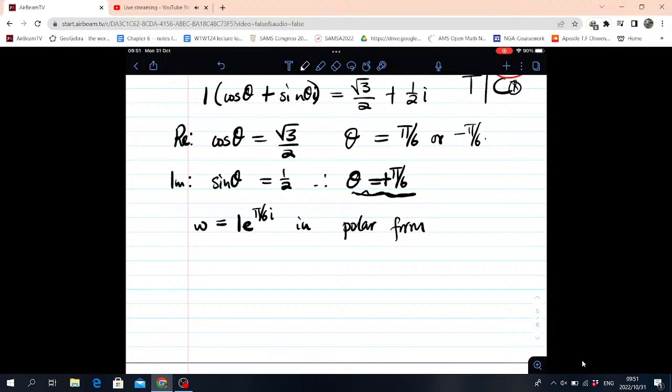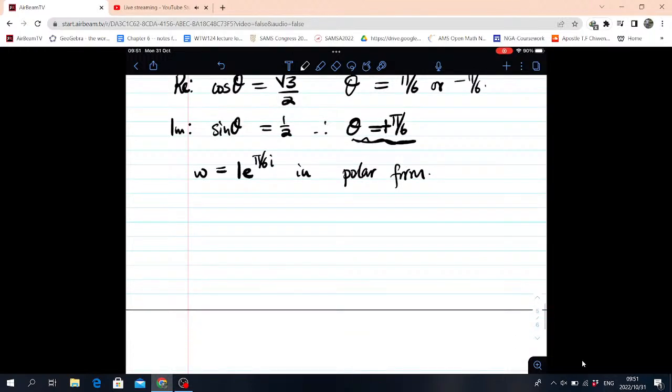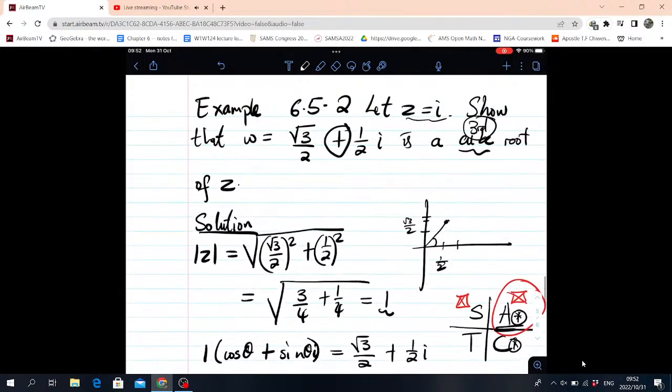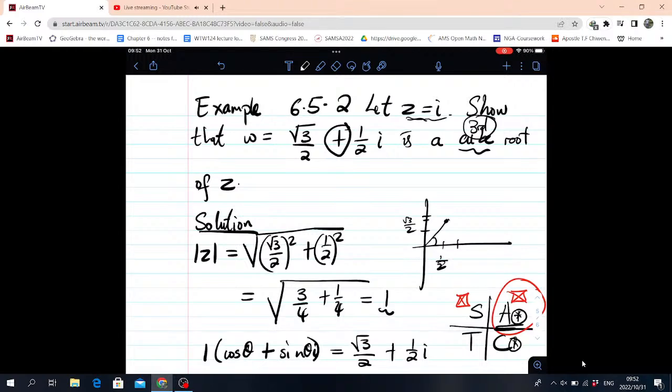And once we get that, then we can check. So what it means is we are expecting to say W to the power 3. And then once we get that, we want to find out that W to the power 3 is going to be equal to the complex number I.